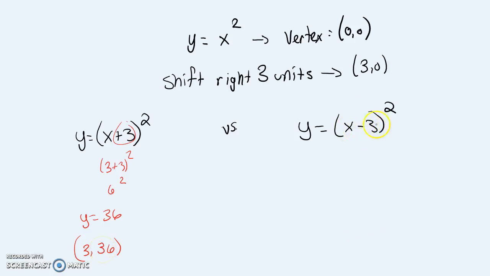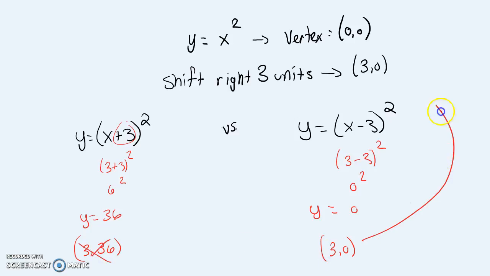But because it is a shift right 3 units, I subtract 3: (3 minus 3) squared gets me 0 squared, or 0, for my y coordinate, which is exactly the target we wanted. A shift to the right represents that this vertex has now moved to this point. And it's a subtraction of 3.